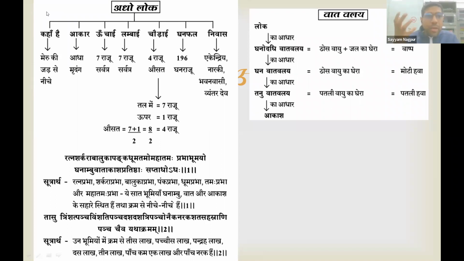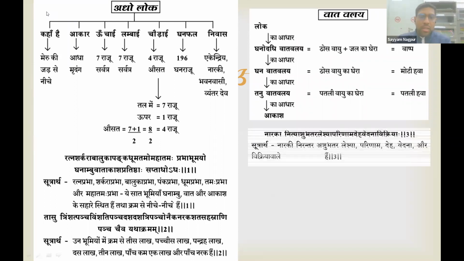So basically, it's a dense vapor area. Next one is Ghanavat Valay. Ghanavat Valay doesn't have any water vapor, rather, it only has dense air. And the Tanuvat Valay is basically light air area. So by these three layers, a subsequent land starts. And at the end of that land, again, these three Vatvalayas will come, and then the other land will come. So that is how they are bifurcated.